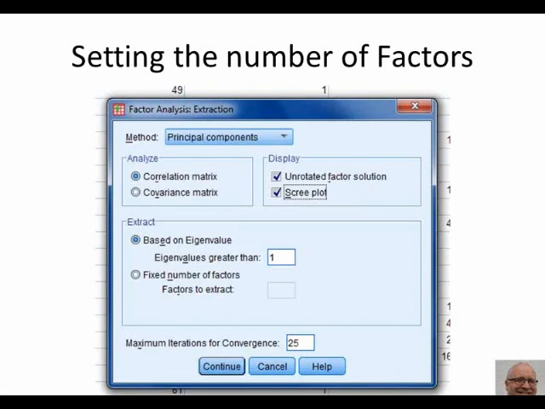Here's the screen in SPSS that allows us to control all of that. So I would always say, yeah, I want to show me the unrotated factor solution. We're going to talk about rotating factor solutions in a moment. Yeah, always pick that show me the Scree plot. Extract based on eigenvalues greater than 1. Remember, you can change that.